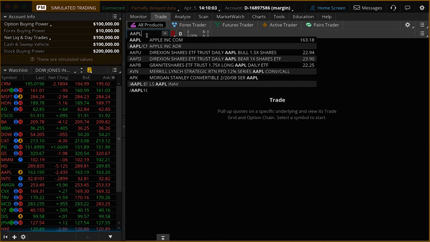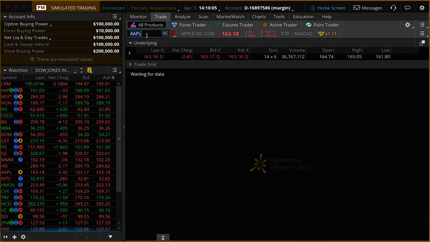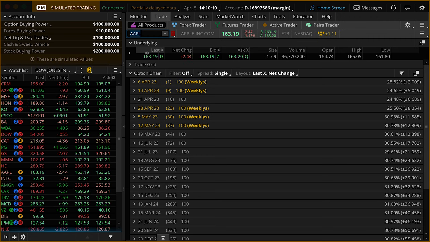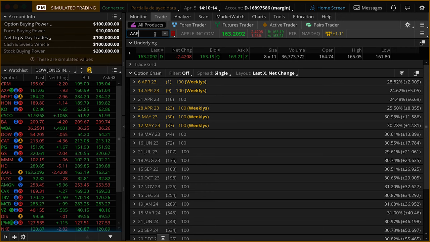That's AAPL. I'm going to go ahead and press Enter. That's going to load the stock, load our quote along the top here. Now, if we don't know the symbol for a stock, how are we going to do that? Well, in this little search box, it's actually a search box as well as a symbol box.